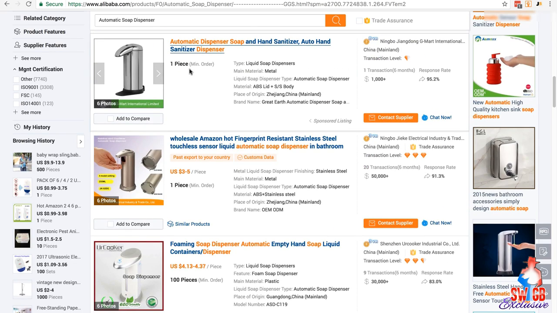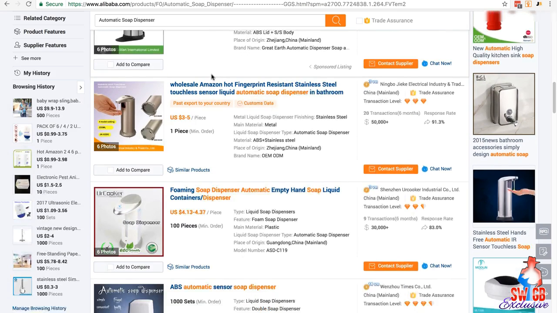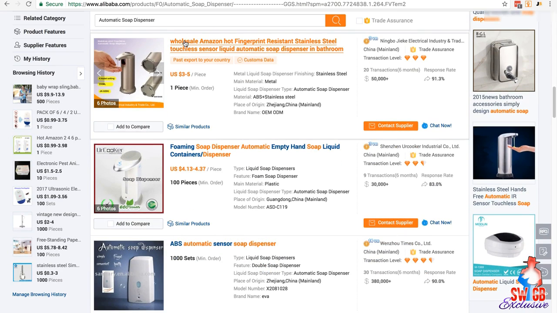And this one looks very similar, but you can see it says 1-piece minimum order. That is highly unlikely, and it's not showing me a price. Now I could probably open up the page and maybe find a price, but to be honest, I'm not really interested in going that deep. I'm just going to keep carrying on till I find one. You can see this one actually says wholesale Amazon hot fingerprint resistant stainless steel touchless sensor. This is actually the identical product to the one we saw on Amazon, and they're saying $3 to $5 for 1 piece. When they show 1 piece, I'm always very skeptical, but basically we're talking about $4 in the middle.